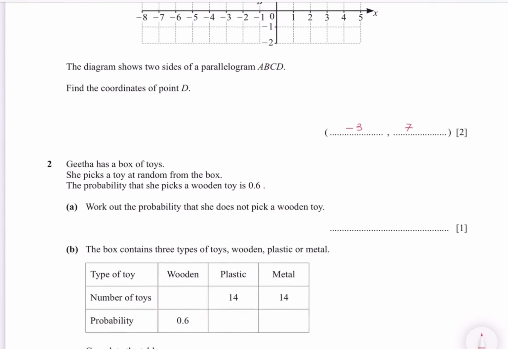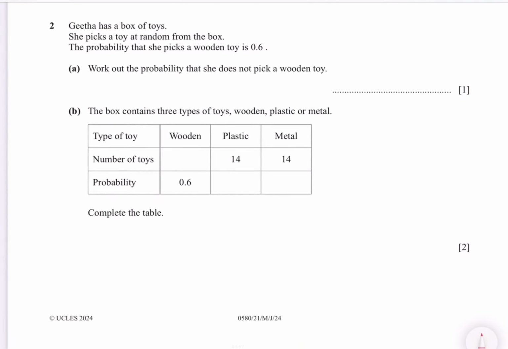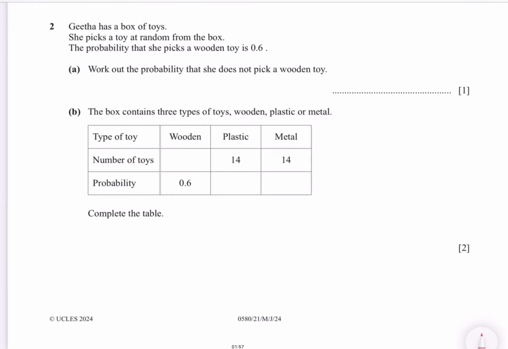In question number 2, Geeta has a box of toys. She picks a toy at random from the box. The probability that she picks a wooden toy is 0.6. Work out the probability that she does not pick a wooden toy.